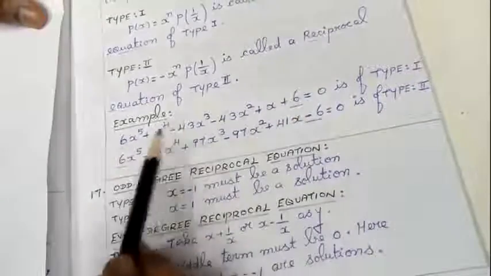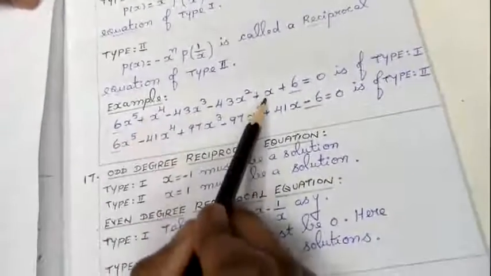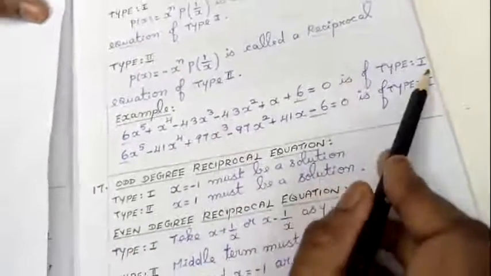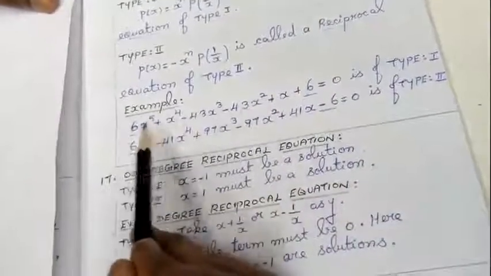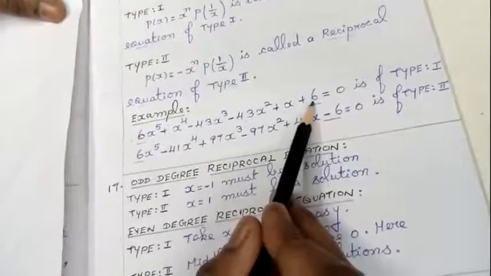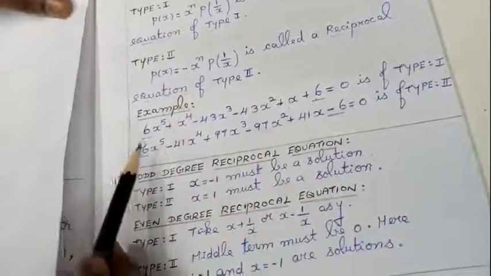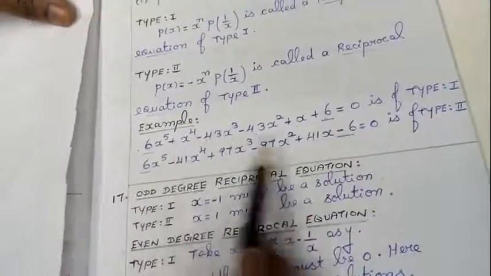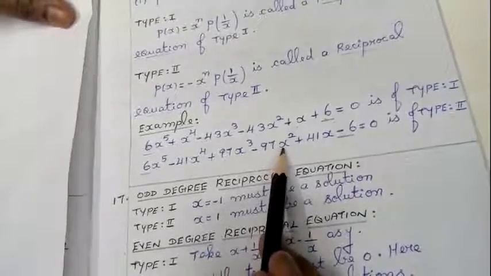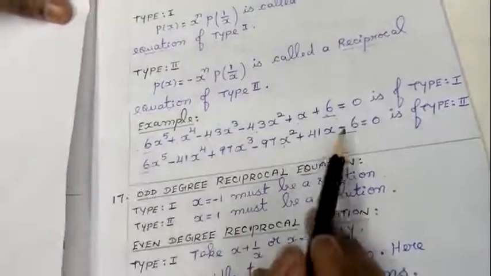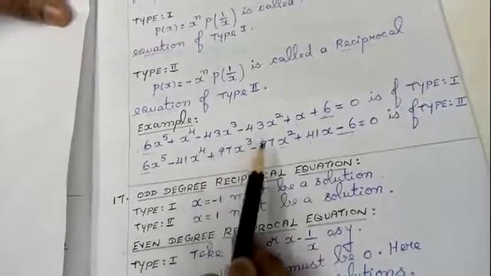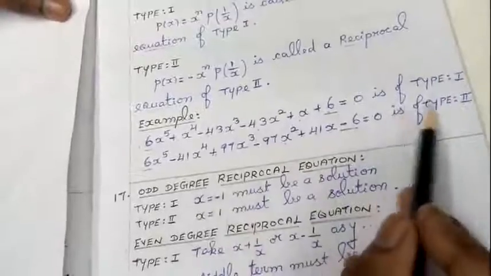Both are positive. Coming to the second one, plus 1, plus 1. Minus 43, minus 43. So it's of type 1. If you are going to get an equation, if the coefficient matches first to last, if coefficient matches in this way with the sign, it means it is type 1. Second type, coefficients are same first to last. Just if you see the coefficients are same, but the sign will be different. Plus 6 minus 6, minus 41 plus 41, plus 97 minus 97 means it is of type 2.